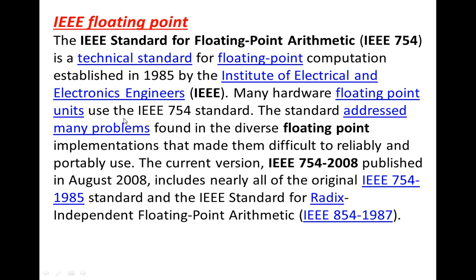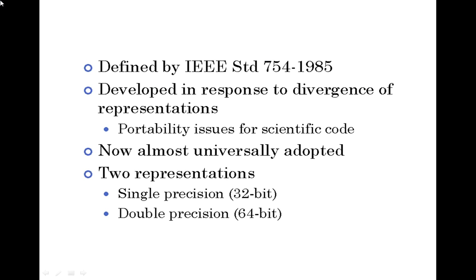Many hardware floating point units use the IEEE 754 standard. The standard addresses many problems found in the diverse floating point implementations that made them difficult to use reliably and portably. The current version is IEEE 754-2008, published in August 2008. It includes nearly all of the original standard and the IEEE standard for radix independent floating point arithmetic, that is IEEE 854-1987.